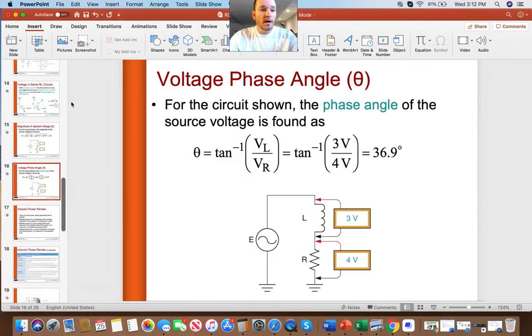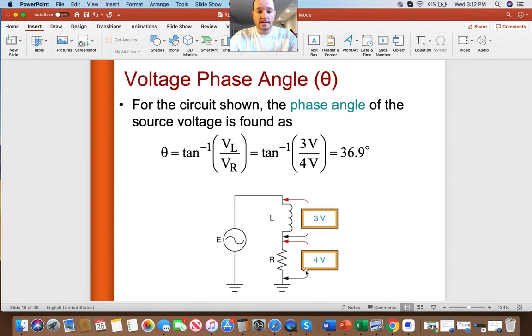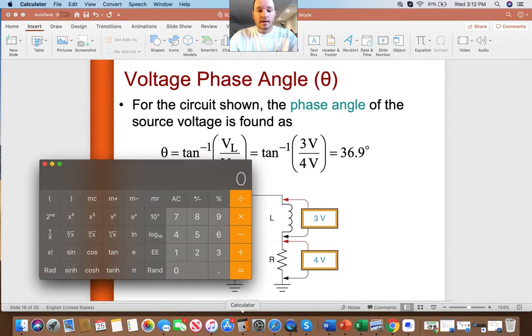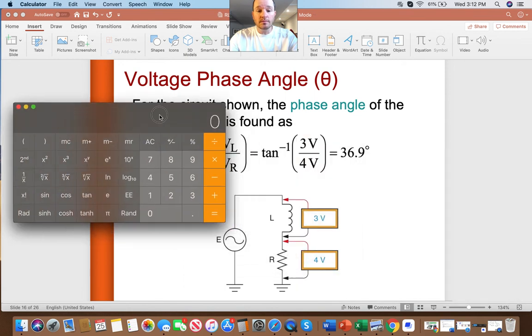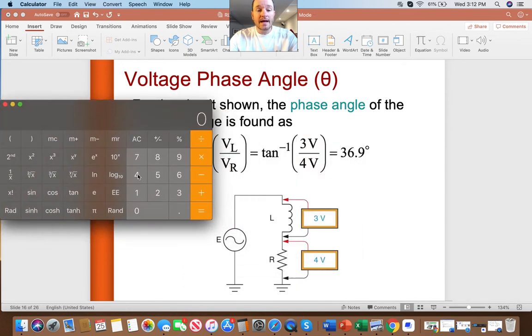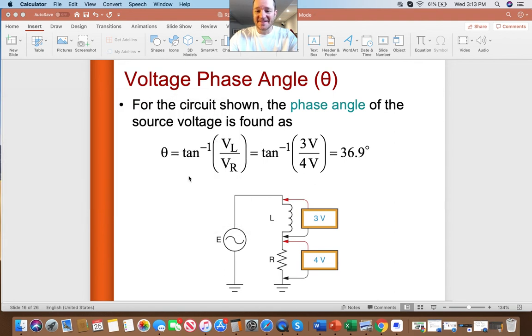Let me scoot this out of the way. Let me go ahead and show you this. Let's just reverse it. Let's say we had 4 volts dropped across our inductor. We divide that by the 3 volts dropped across our resistor. We do our inverse tangent, and now we're at 53, which is greater than 45, obviously. Sorry for stating the absolute most basic thing.